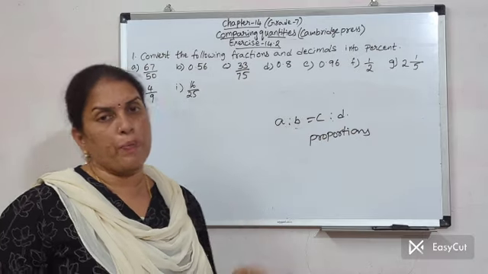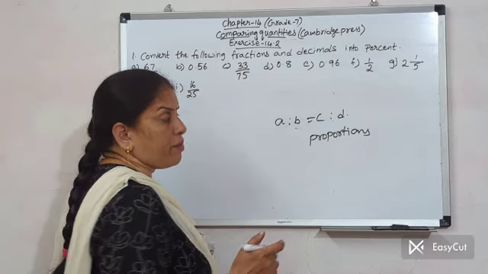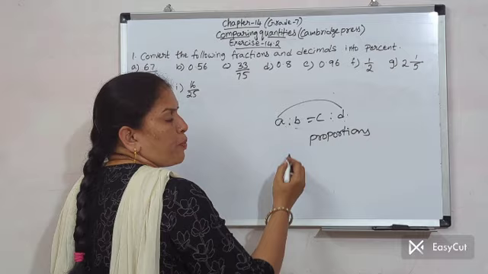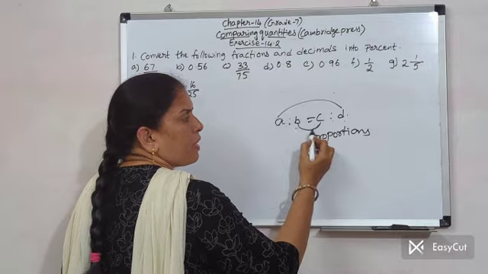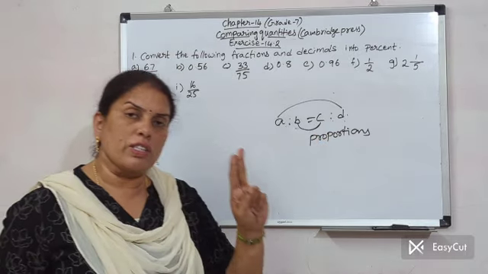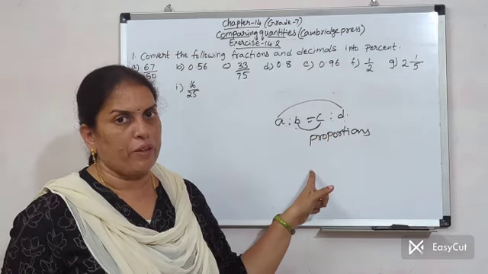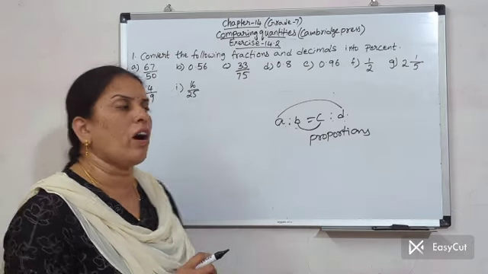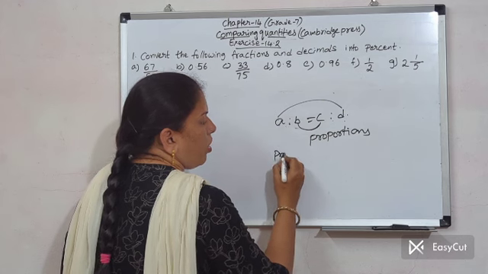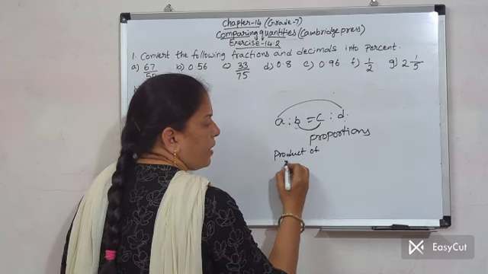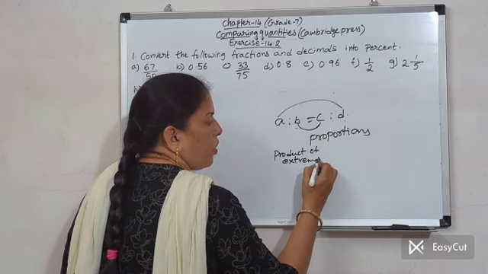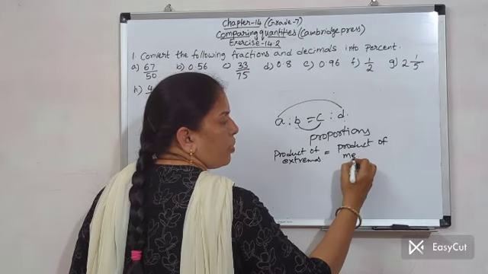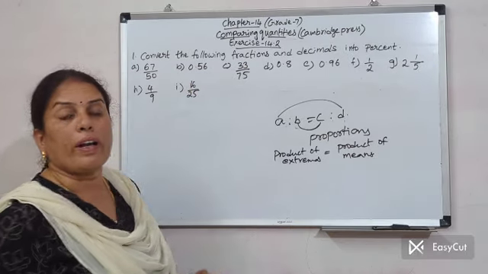If 2 ratios are in proportion, product of extremes. Extremes means the first and last terms are called extremes. Product of means. Means, the middle 2 terms are called means. When they are in proportion, then product of extremes is equal to product of means.